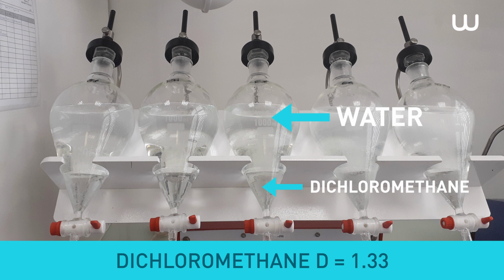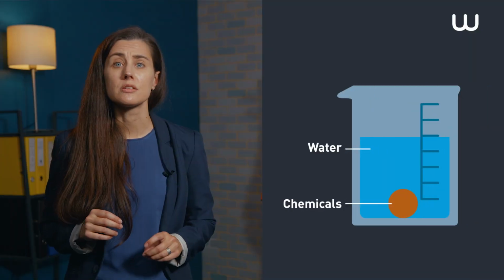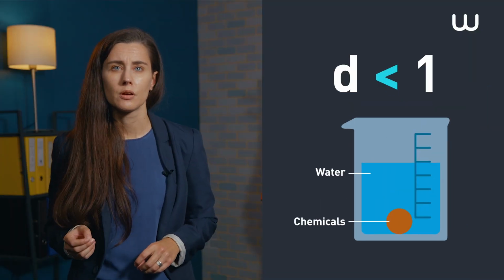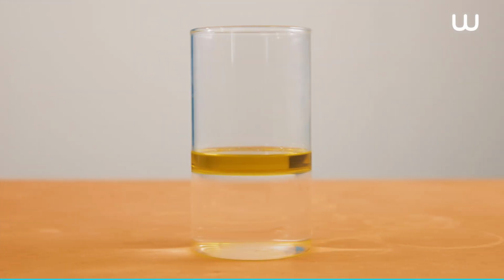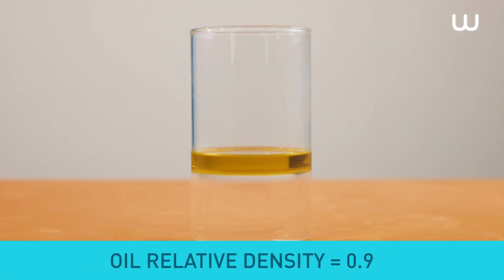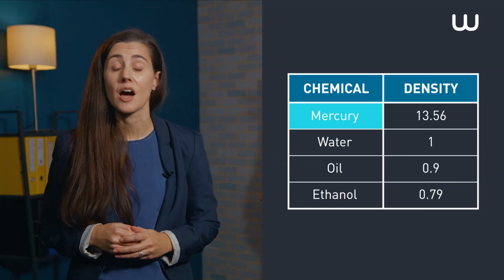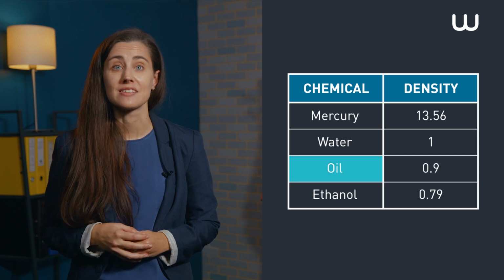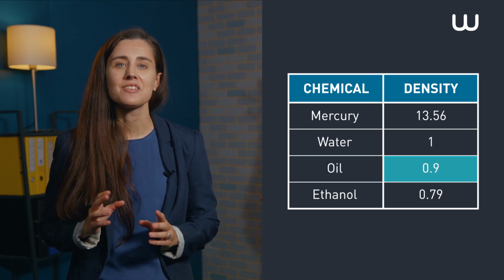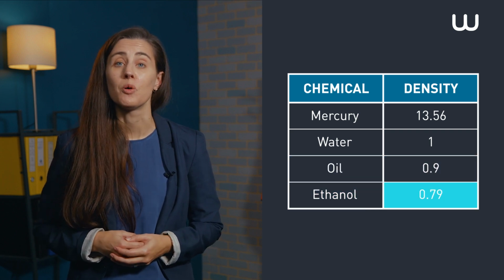The chemicals which float in water have a relative density which is less than 1. This is the case of oil, for example, whose relative density is equal to 0.9. We say that oil is less dense than water. Some examples of density values. Mercury has a relative density of 13.56. Oil has a relative density of 0.9. Ethanol has a relative density of 0.79.